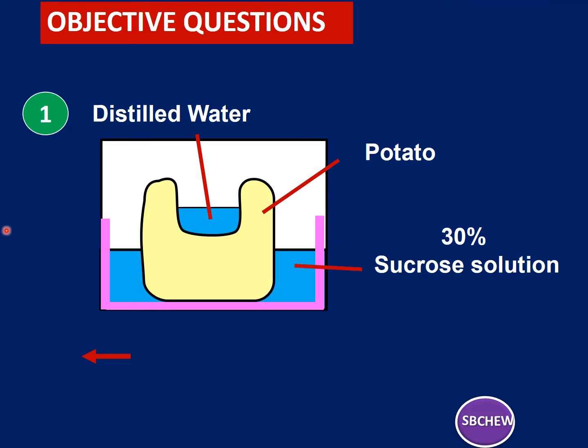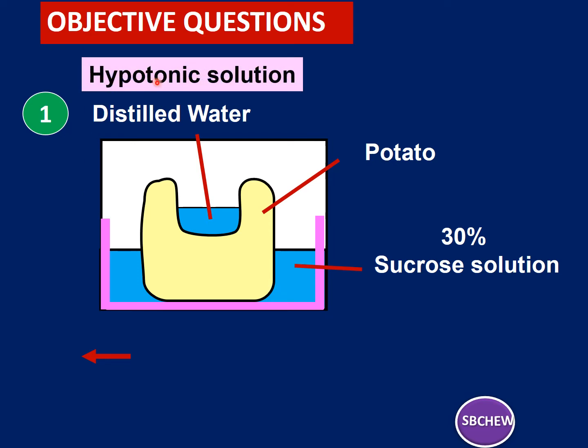Right, did you get the answer? Okay, let's see how we can solve this problem. First of all, in osmosis, there will be two solutions, like distilled water and 30% sucrose solution. One will be the hypotonic solution compared to the other, and the other will be the hypertonic solution compared to the first one. So between distilled water and 30% sucrose solution, which one is the hypotonic solution? Yes, it's distilled water.